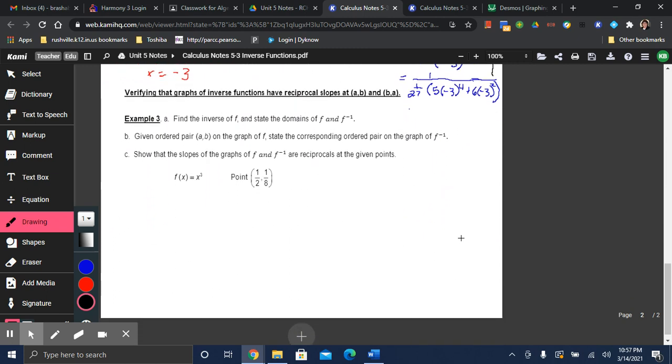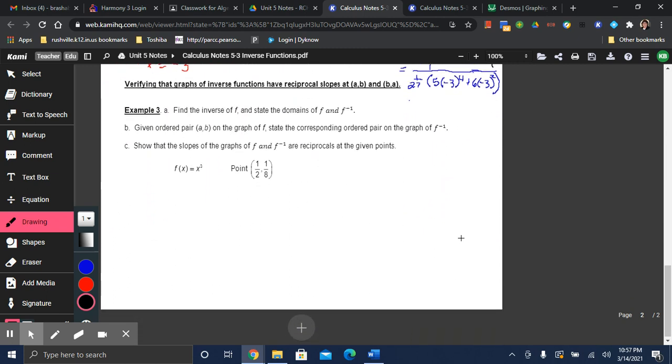All right, and then the third thing that inverses have to do with calculus would be to verify reciprocal slopes at where the inverses have the opposite ordered pairs. So I've got for your third example a problem, f of x equals x to the third. And for part A, we are going to find the inverse of that function.